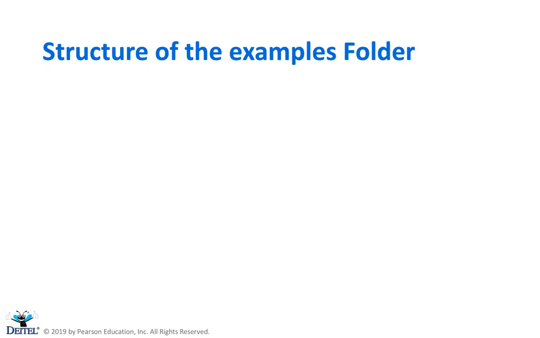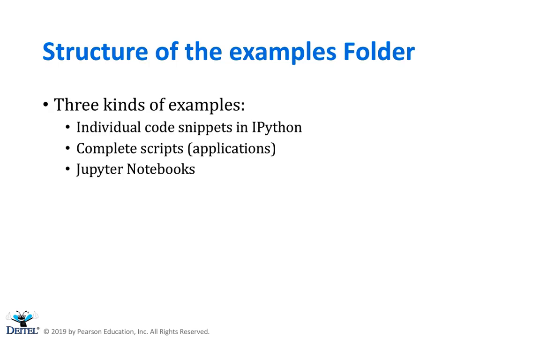Now, once you navigate into the examples folder, you're going to find three kinds of examples. There's going to be a subfolder called snippets_py, which contains the individual code snippets that you can execute with the IPython interactive interpreter. And you can execute those a couple of different ways. The way I would recommend it as you're learning Python is to simply go ahead and type the snippets yourself, and then once you become more familiar with the language, you could copy and paste individual snippets as well.